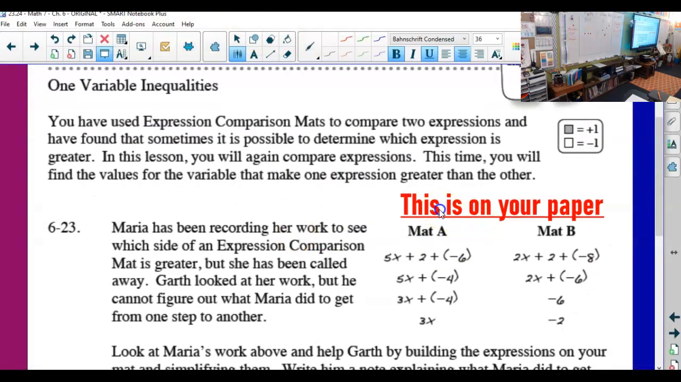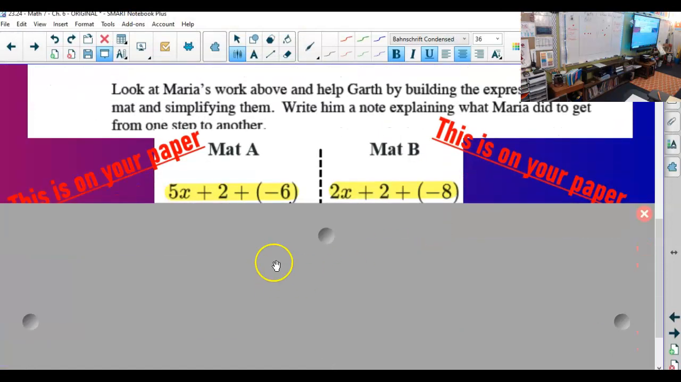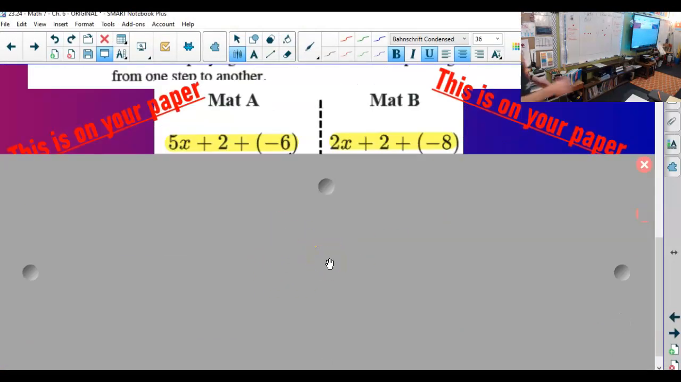However, this is on your paper, so we don't really need to use that today. What we want to write on our paper is what they did to go from one step to the next step. Like that one master, we were like, oh, to go from here to here, it was the associative property. To go from here to here was the commutative property. But we're not talking properties now. We're talking what did they do on both sides.